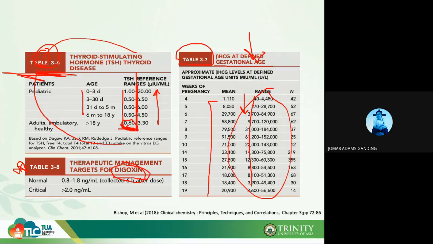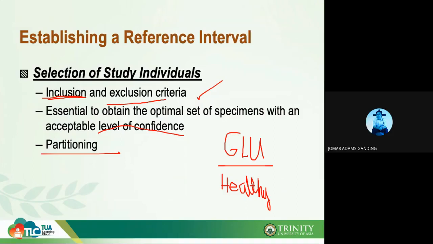Again, let me just reiterate that the quality of your subjects would determine the quality of your reference interval. What do I mean by that? If you accepted in your study patients who are abnormal, or patients that have a particular disease, you would get a reference interval that is also erroneous. So it's very important that you choose the right population.